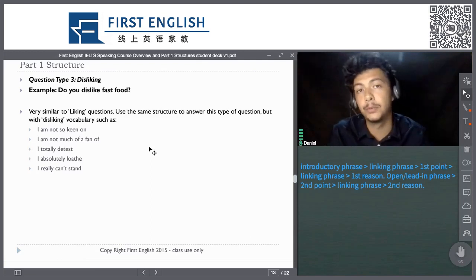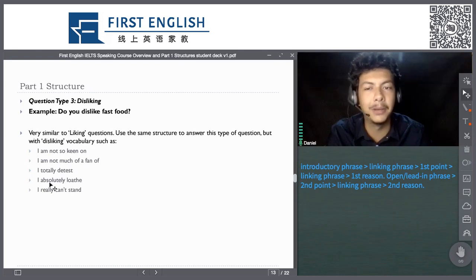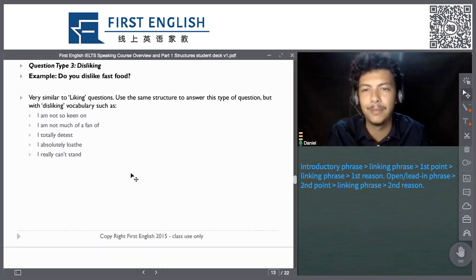Just like in the previous question type, we want to find some alternative language to disliking. We don't necessarily want to just repeat disliking in our particular answer. So we want to say something like, I'm not so keen on, I'm not very much a fan of, I totally detest. All of these phrases are essentially interchangeable. Some of them might have a little bit more connotation than others. Like I totally detest goes a little bit beyond saying you dislike something. But if you truly do detest something, take the opportunity to use that complex language. Absolutely. I absolutely loathe, another quite extreme or very firm way of saying disliking. I really can't stand is a bit of a softer way of saying the same sort of thing.